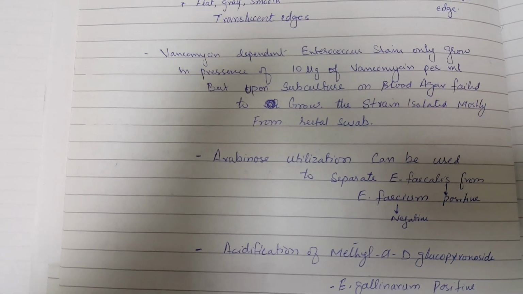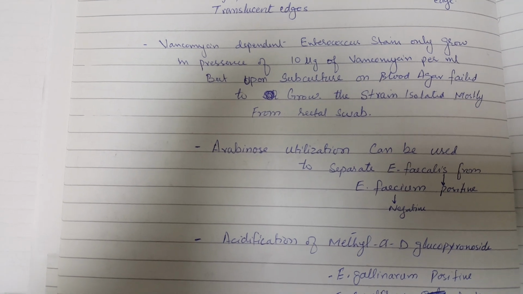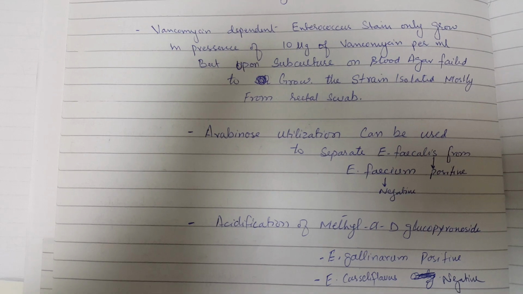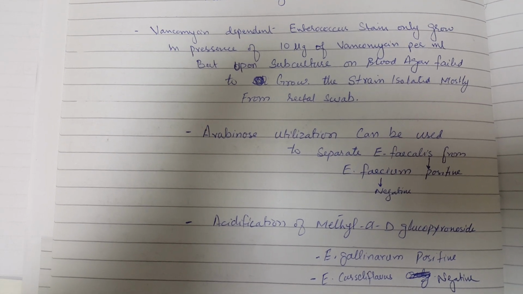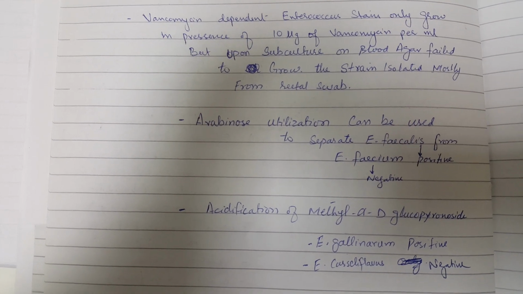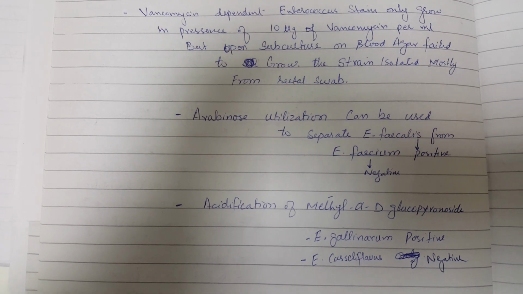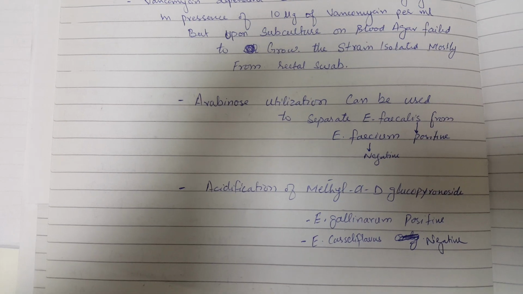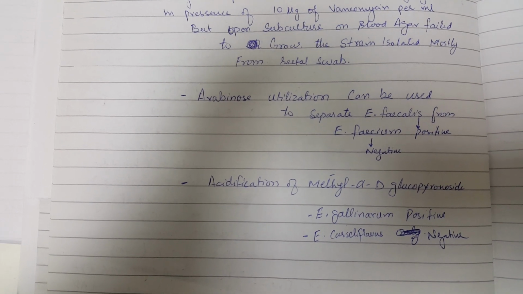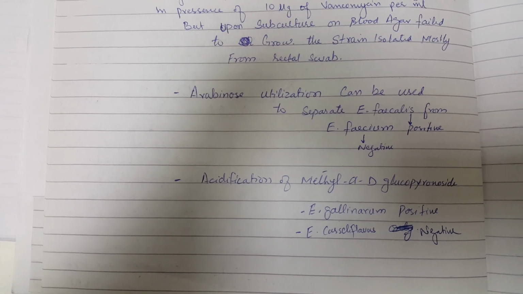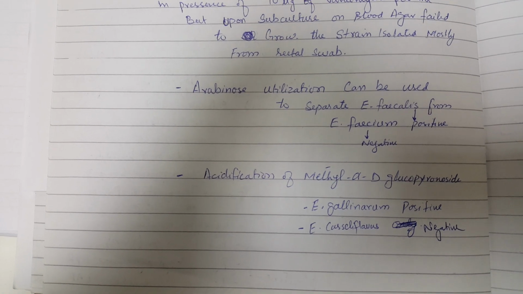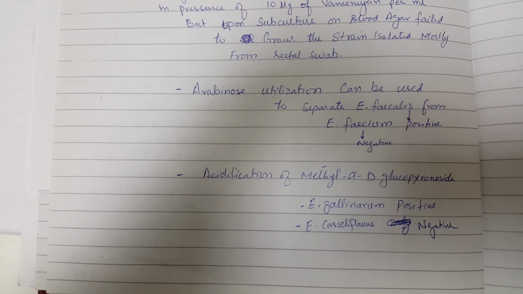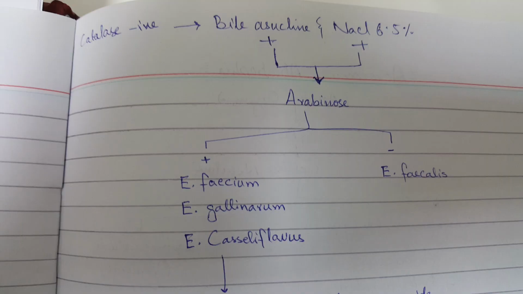Arabinose utilization can be used to separate Enterococcus faecalis and faecium, where arabinose is positive for Enterococcus faecium and negative for faecalis. Acidification of methyl alpha D-glucopyranoside is also used in the identification of Enterococcus species. Enterococcus gallinarum is positive and casseliflavus is negative for the acidification of methyl alpha D-glucopyranoside.